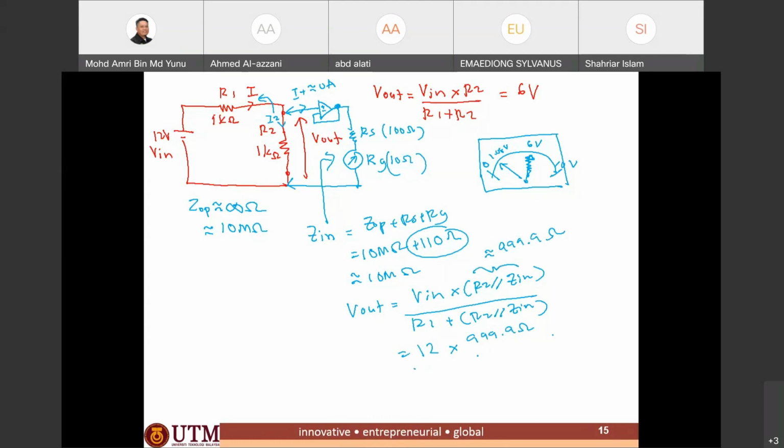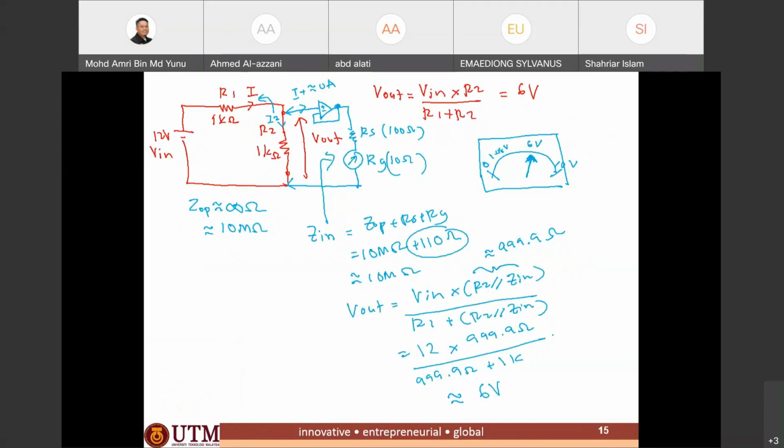999.9 ohm divided by 999.9 ohm plus 1K. So the output will be close to 6 volt. So now with the use of the buffer, it has helped you to retain the actual output of 6 volt. Right? This is the simplest explanation I can provide of the purpose of the buffer circuit.